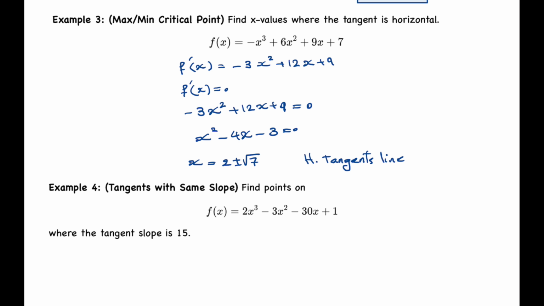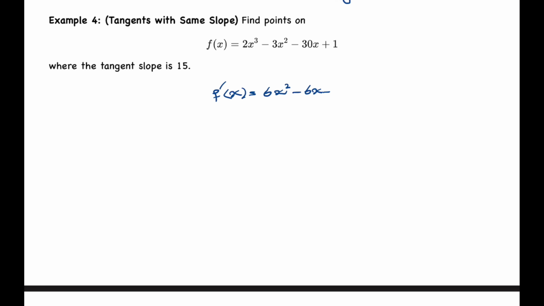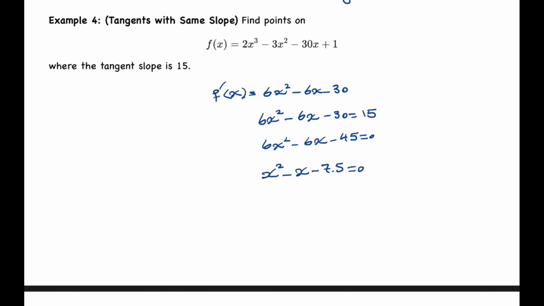Example 4. Here's a fun one. Where does the function f(x) = 2x^3 - 3x^2 - 30x + 1 have a tangent with slope 15? Let's find the derivative: 6x^2 - 6x - 30. Set that equal to 15. So we have 6x^2 - 6x - 45 = 0. Divide by 6: x^2 - x - 7.5 = 0. Now use the quadratic formula. We get x = (1 plus or minus the square root of 31) over 2. So the tangent has slope 15 at those two x values.